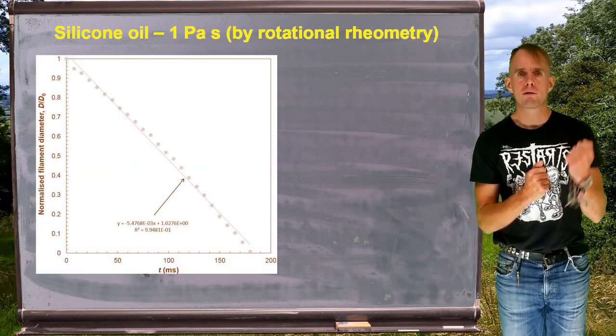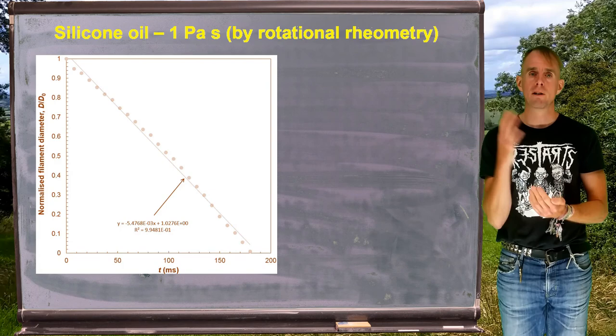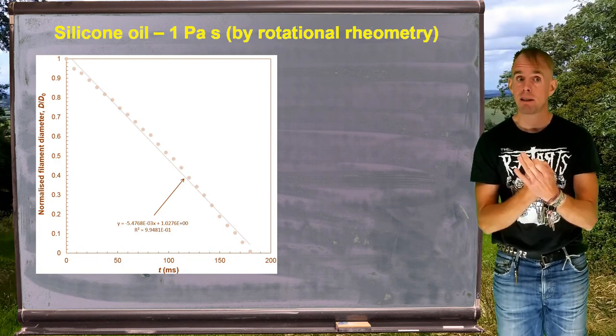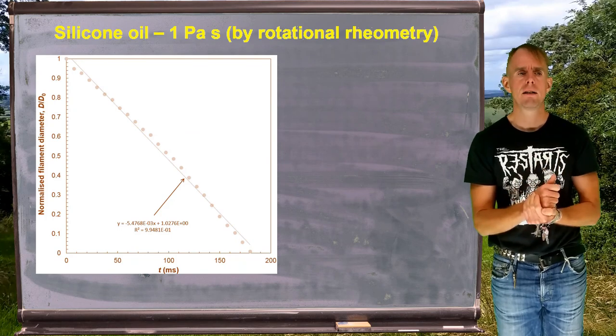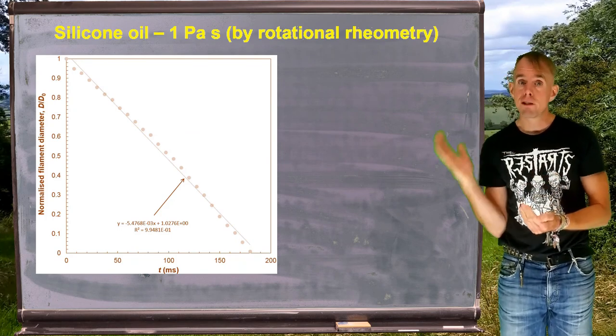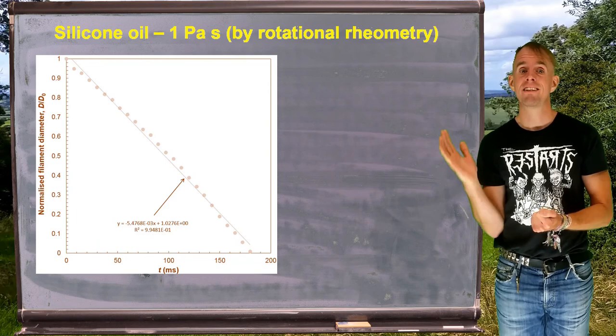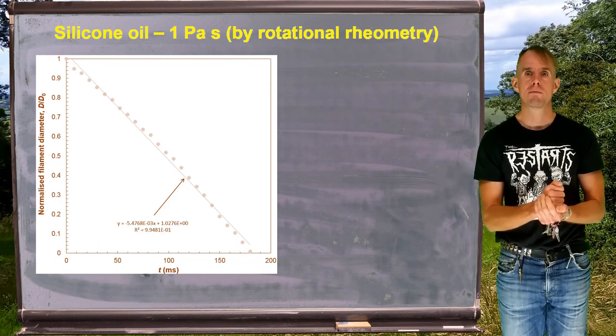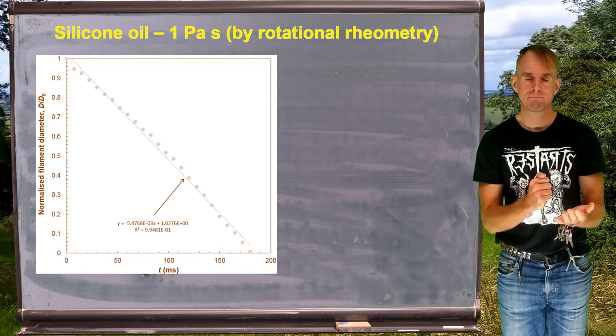And here on this graph is a plot of our normalized filament diameter, D over D0, as a function of time in milliseconds. So it's quite a fast rate of decay, under a second. The first thing we can see is the relationship is linear. This is good. We would expect there to be a linear relationship for a Newtonian fluid.